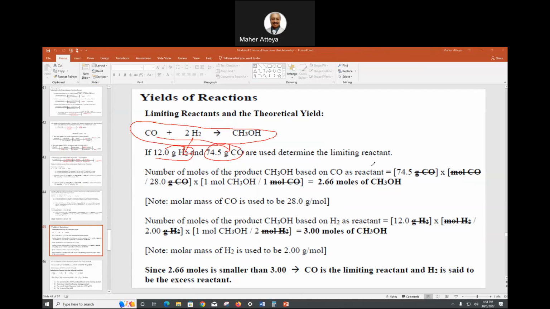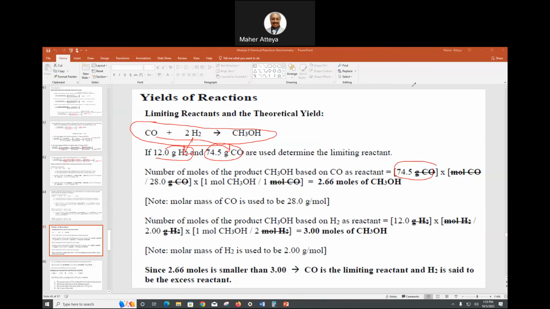So let's start with CO. I'll determine the number of moles. I start with CO, carbon monoxide, 74.5 grams. That's step number 1. How many steps will I need? Here I don't need grams, so 3 steps. If you don't need the grams, you don't go further. Just 3 steps. If you need the grams, 4 steps. This is the number of moles. I need just the number of moles. The least number of moles will be my limiting reactant.